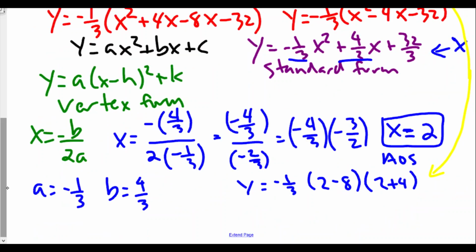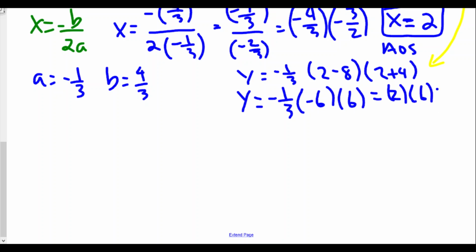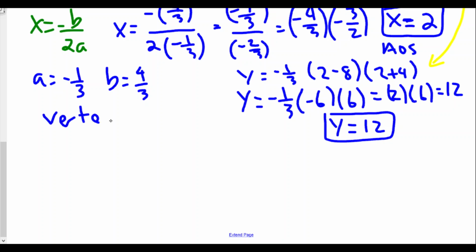All right, and so now I'll solve for y. I'll move this up a little bit. So I have y equals negative 1/3 times negative 6 times 6. Now, negative 1/3 times negative 6 equals 2, times 6 equals 12. So that means the matching y value is 12 for the vertex. See, the axis of symmetry tells us where the x value of the vertex will be, and we plug the x value into our function to find the matching y value. So our vertex of this quadratic function is 2, 12.